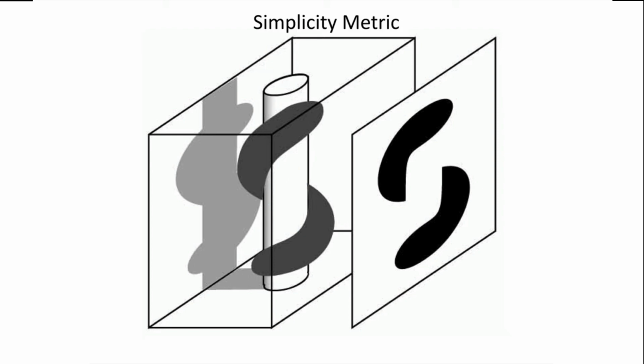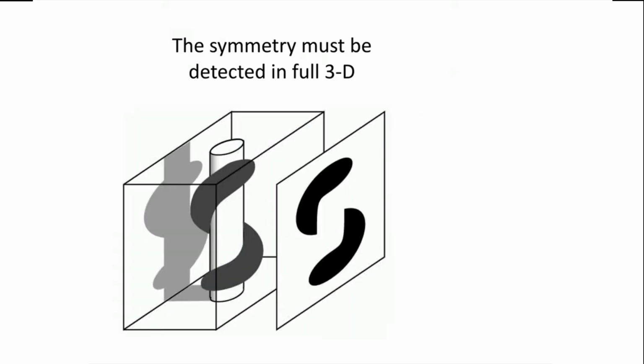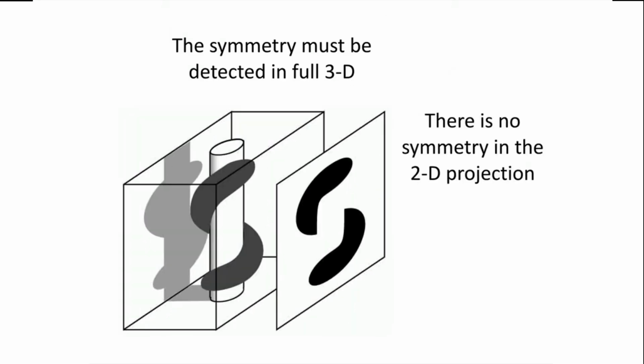There's obviously some kind of simplicity metric in effect here, where this is judged as the simplest interpretation of that particular stimulus. And the simplicity metric appears to be based on symmetry: the circular symmetry of the cylindrical cross-section, the spiral symmetry of the central axis, and the circular symmetry of the occluding white column. This is the Gestalt principle of pregnance. The simplest interpretation is the one that the visual system seems to prefer. But that symmetry must be detected in full three dimensions because there is no symmetry in the two-dimensional projection.